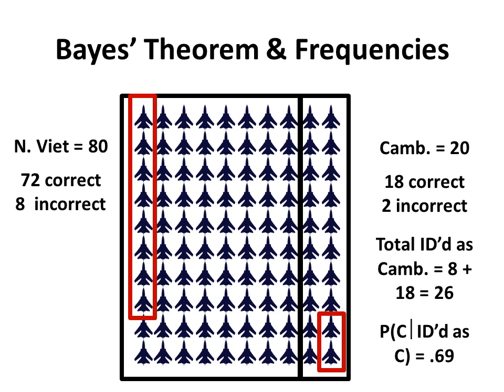It's only 69%. And the thing that pulled the percentage down from 90% to 69% has to do with the less frequent prevalence of Cambodian jets within the overall whole. The smaller proportion of Cambodian jets is what leads to the number of false positives being kind of high in relation to correct identifications.